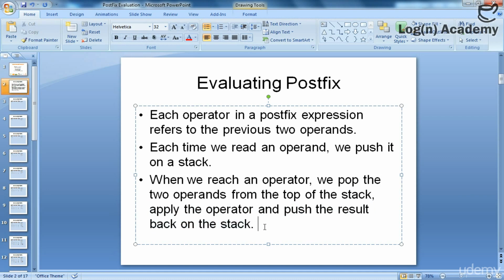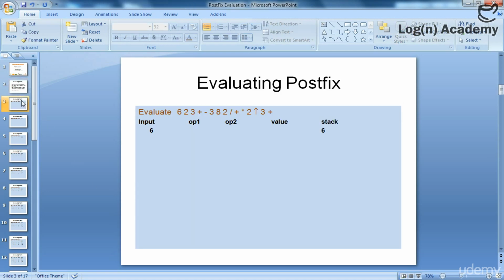So it's so simple, right? We pop two operands from the top of the stack, apply the operator, and then push the result back to the stack. And this process will give us the final result. We will keep on repeating the process till we get the final result. Okay, so it's not that hard, it's so simple.